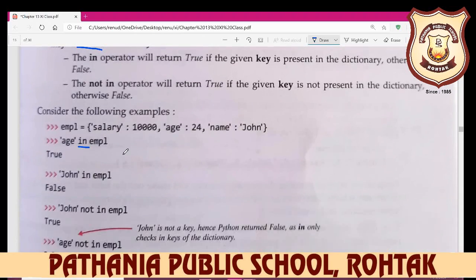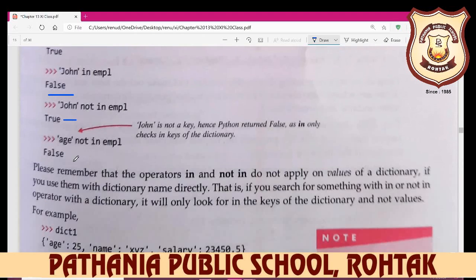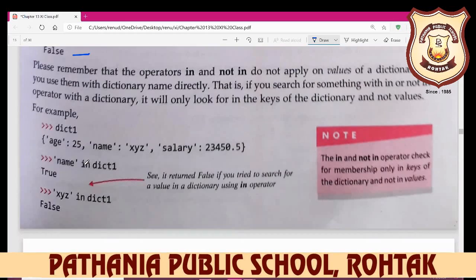age in emp1: yes, age is here, so it displays True. John in emp1: it displays False. Why? Because you can only check the keys here, not the values. If you write name, the answer is True, but if you write John, the answer is False. If you write not in, then the answer is True, and if you write age not in emp1, then the answer is False.